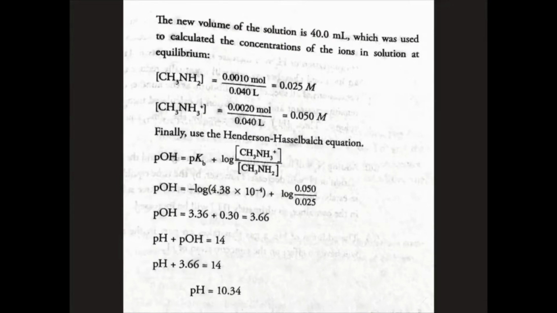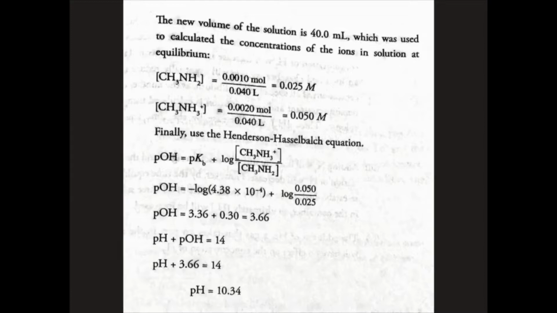Notice what's left over when you do all of this. You should have 0.025 molar of the CH3NH2 and 0.050 molar of the CH3NH3+. So you can either write out the entire reaction, having CH3NH2 on one side and CH3NH3+ whatever's left over on the other side, or you can just use Henderson-Hasselbalch.